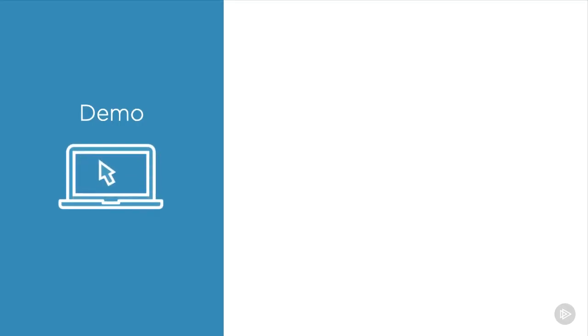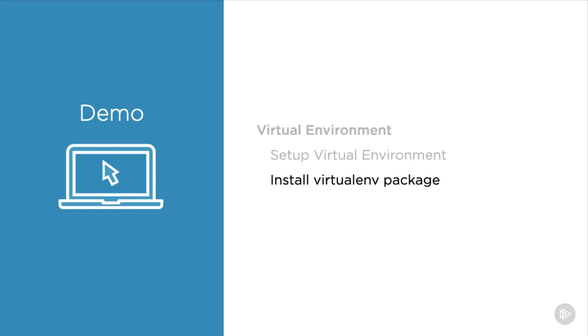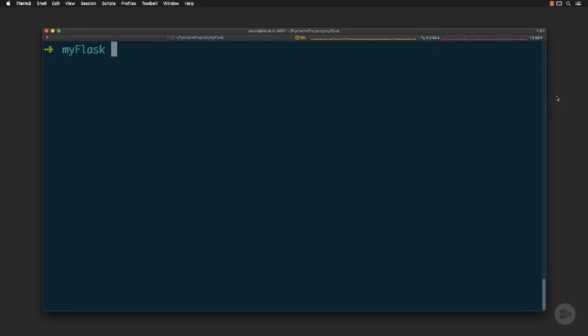Virtual environments provide us an isolated environment for Python projects. This means that each project can have its own dependencies, regardless of what dependencies every other project has. So let's set up a virtual environment by using the virtualenv package. Open your terminal or command prompt and make sure that you have already installed Python.